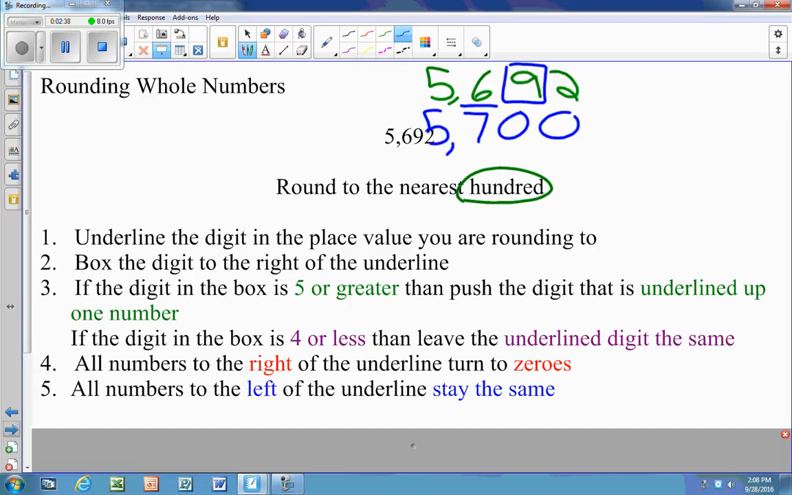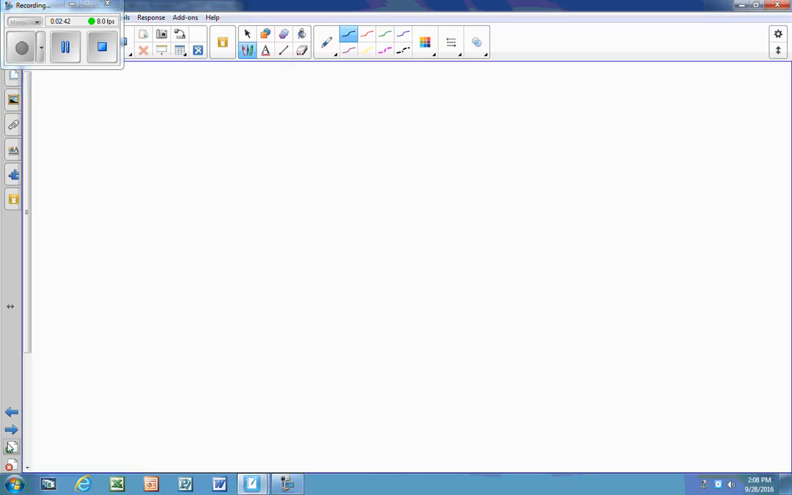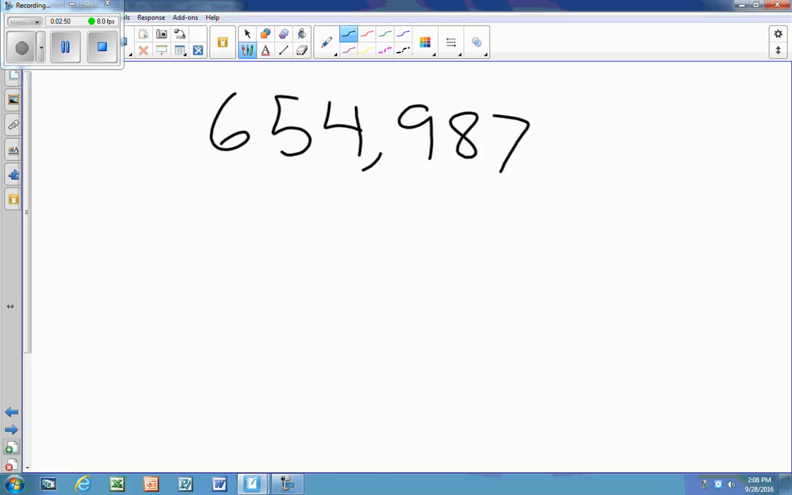I'm going to do another example. We're going to round this number to the nearest 10,000s. I find that the 5 is in the 10,000s place, so I underline it. The next step is to box the number to the right. The number to the right is a 4.